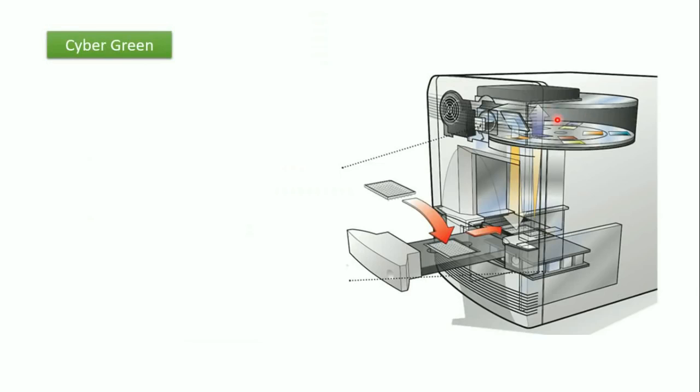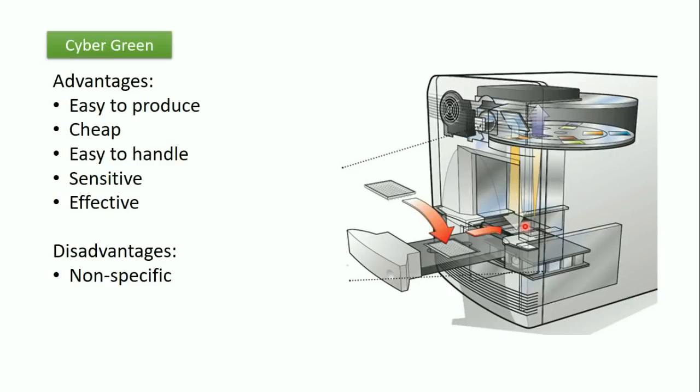The fluorescence will be coming out of the sample, and then the spectrofluorometer can detect the green color or the green fluorescence coming out of the sample. Let's talk about the advantages and disadvantages of cybergreen. So the advantages, cybergreen is easy to produce. It's a cheap product in comparison with other detectors. It's easy to handle, it's sensitive, it's very sensitive to double-stranded DNA.